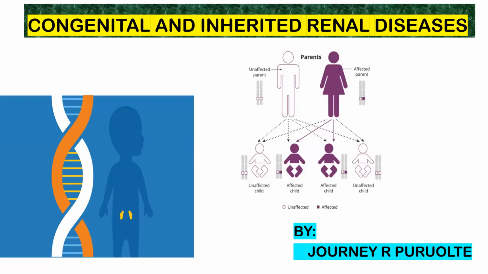Okay, this is the topic. You can just write it down in your copy. It's congenital and inherited renal disease. This is a very interesting topic. We almost completed your syllabus for CRD, so it's only one or two left, I guess. Write down the heading: congenital and inherited renal disease.